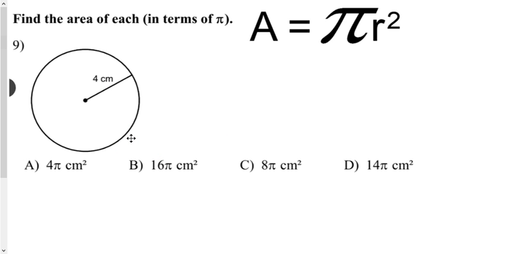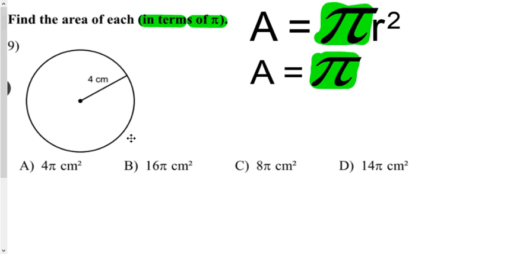Number 9, this is new. This is in terms of pi. So you see that pi in the formula? When it says it wants it in terms of pi, that means there needs to be a pi in the answer. So we don't want to put in 3.14 for pi. We just want to let that sit on your paper. So we'll just write out pi underneath it.